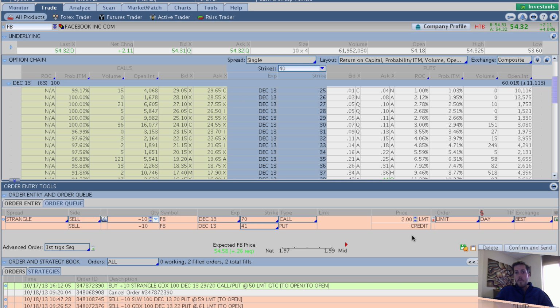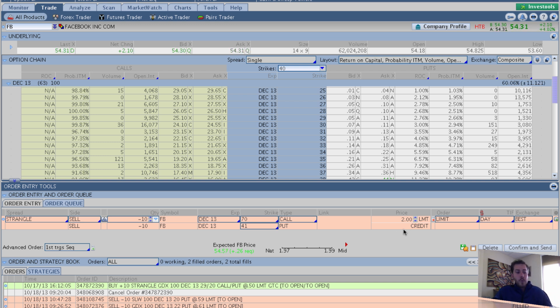With that in mind, let's take a look at two different examples. How do you determine a 25% value decay, and how do you determine a 50% value decay? And how do you automate that whole process of taking profits in the most time-efficient manner possible? Simply, we were looking at a $2 credit. If we want a value decay of 50%, then 50% of $2 is $1. So we're looking for a value decay of $1, so we'd be looking to cover at $1.